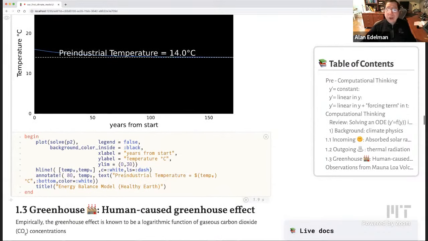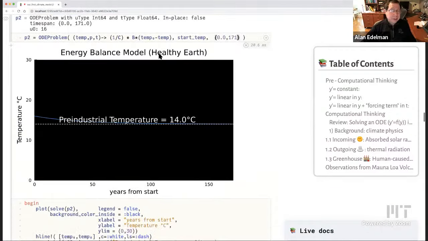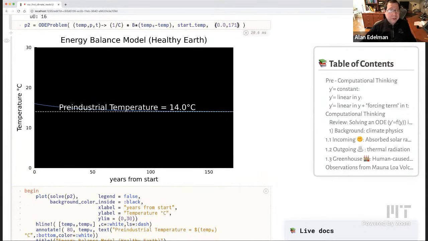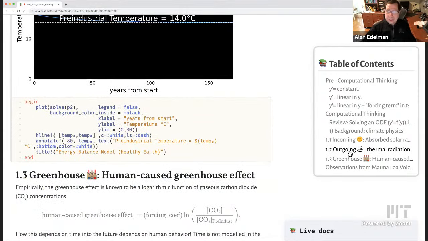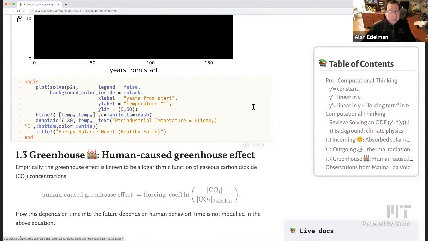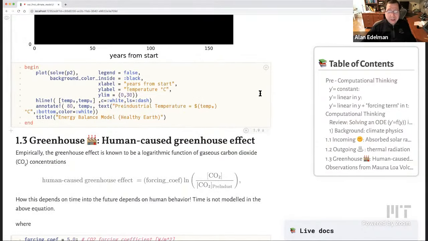So to recap, we have a pre-industrial Earth over here, and the model just has any perturbations of initial temperature being restored by the Earth to go back to 14 degrees. So now, in this next piece of the model, we'll have the human-caused greenhouse effects. We'll assume that something bad is happening because we're putting carbon dioxide into the air.